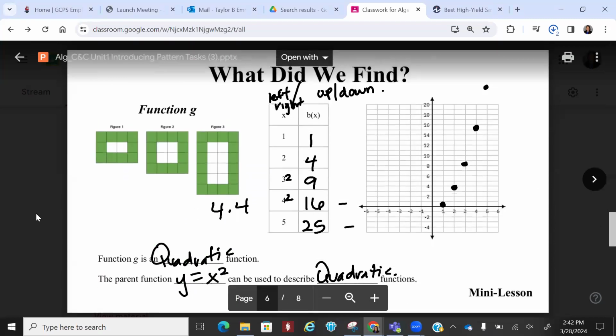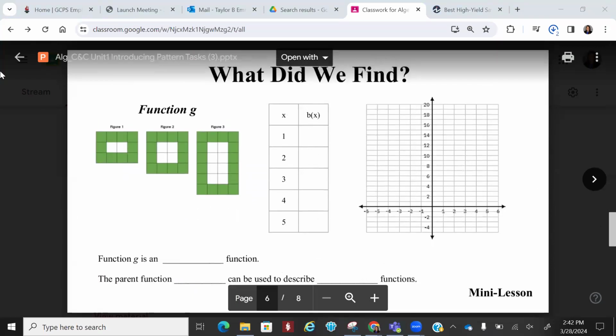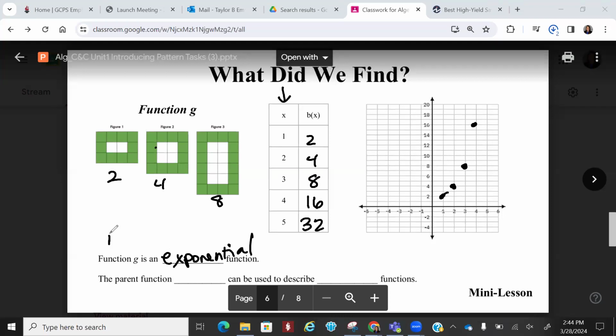Right, next one. What was going on with this one? We went 2, 4, 8. Multiply. Okay, can you fill in the last two boxes? So this one's called an exponential function, well, because it's multiplying, right? So the parent function for this one is y equals 2 raised to the x. You're multiplying by 2 each time. And it's there to describe exponential functions.